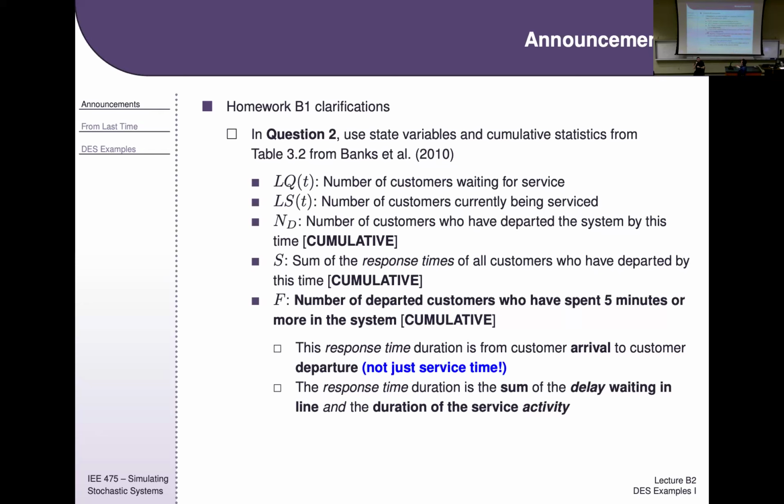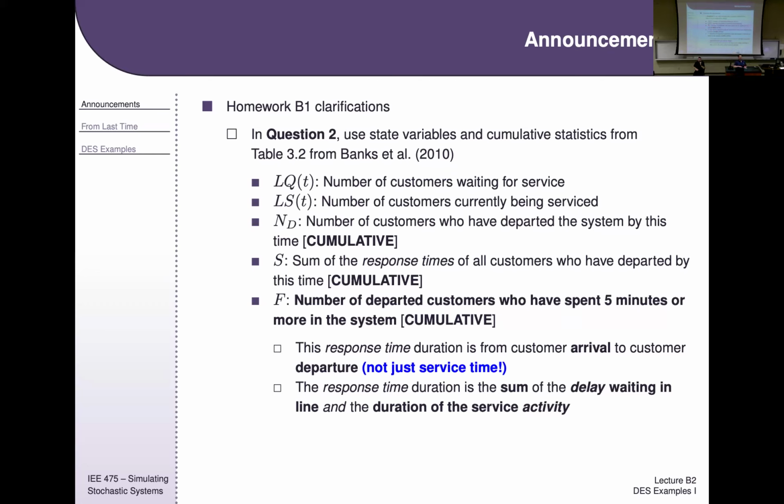And then the last cumulative stat you have to worry about is the number of departed customers who have spent 5 minutes or more in the system. So this is another count. It is always less than ND. When it goes up, it will go up at a departure. So when someone departs, you ask, was their response time greater than 5 minutes? Did this customer spend longer than we want any customer to spend in the system? And if they did, we're going to increment this counter F. Otherwise, we only increment this one. So sometimes both of these counters will increment, sometimes only ND will increment, but they only increment on departures. So that's the definition of these things here.